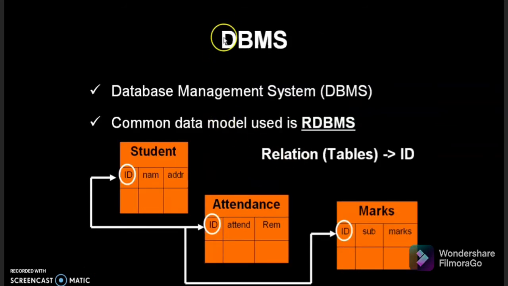Next one, DBMS. So we understood what is database. Database is a collection of information. So we have to manage that particular system. So that is called as database management system. In database management system, we have various types of data model. So the commonly used data model is RDBMS, relational database model.